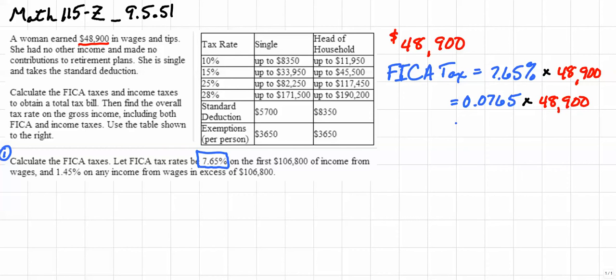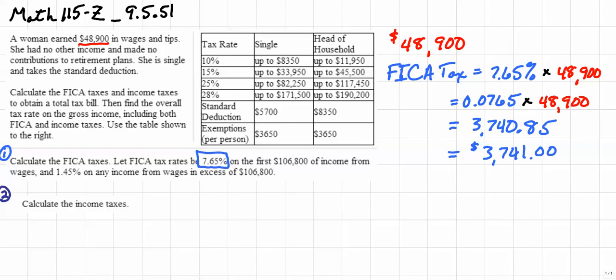When we multiply this out, we end up with 3,740.85. But in the problem, you will round to the nearest dollar, so that will be equal to $3,741 for her FICA tax. Then we will calculate income tax.